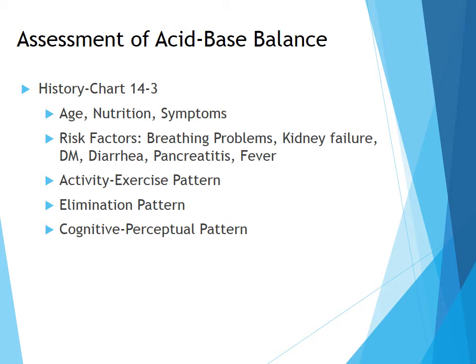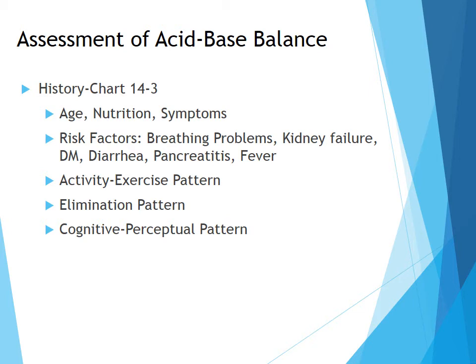We want to ask the patient to list prescribed and over-the-counter drugs. So if they're on any diuretics or antacids, those can affect our acid-base balances. And we also want to ask the patient to recall what liquids they have taken or if they've been urinating normally. So all of those normal things that will affect our acid-base imbalances are important to gather when we're gathering a patient history.